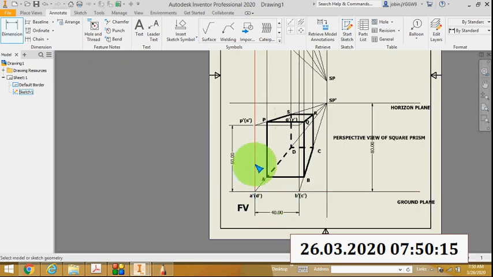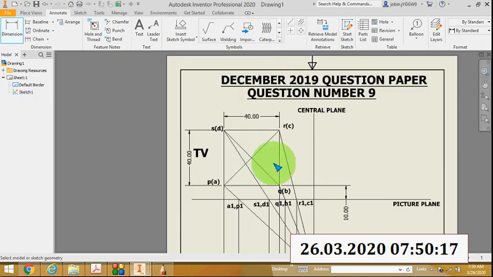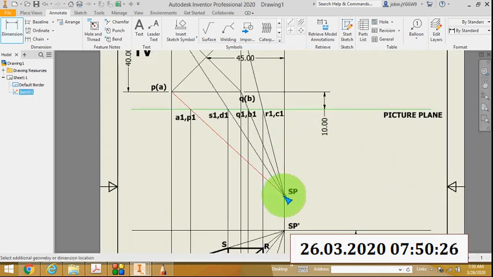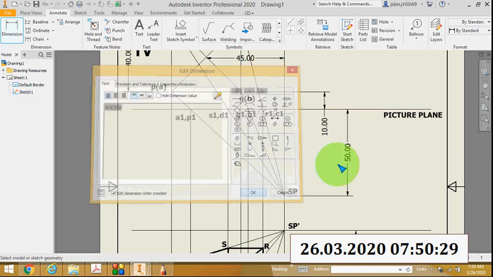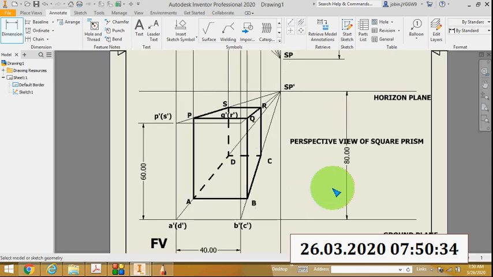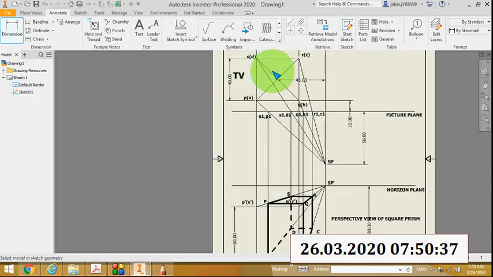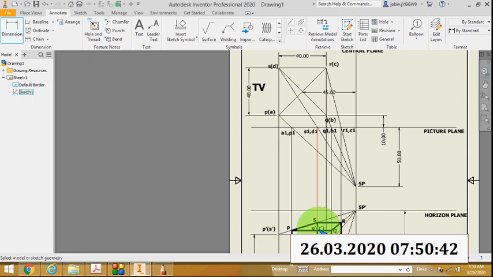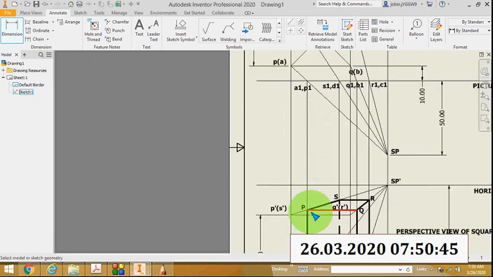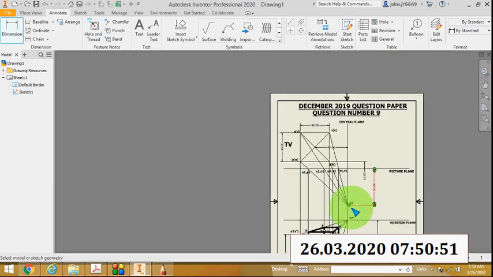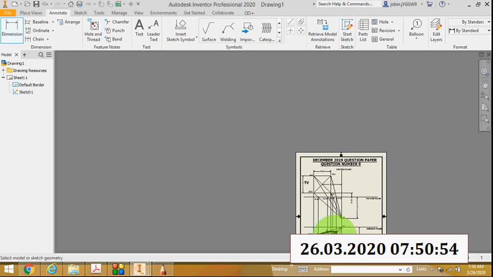Then I will mark the central plane. It is at a distance of 45 mm from the center. Then I will mark the top view and front view of the station point. It is 50 mm in front of the picture plane and 80 mm above the ground plane. Then join SP with the top view, SP dash with the front view. Then project the piercing points. It will intersect these lines, and you mark PQRS ABCD. Then join all the outer points.